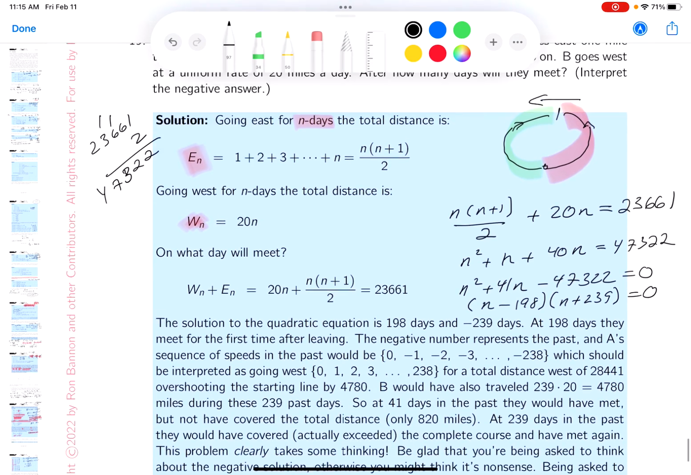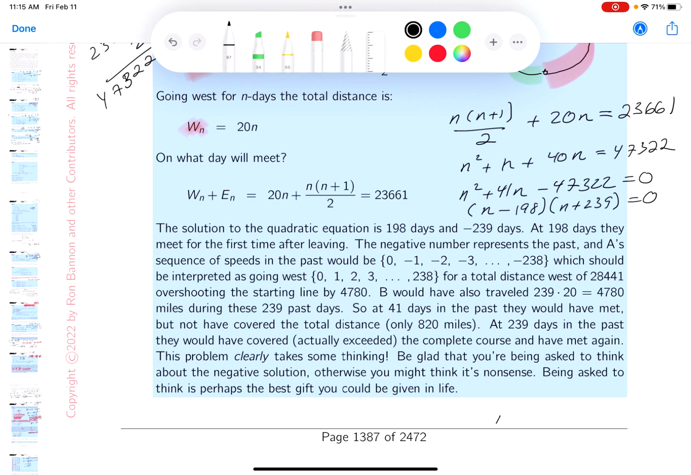So the answers over here, I want to point out, n would be 198 days, and then n would be equal to minus 239 days. Right, so the question is like, what are they talking about over here? Well, I hope you realize the easy answer to understand is 198 days. So let me outline this in the K. So they say at 198 days, they meet for the first time after leaving. All right, that's when they meet for the first time.